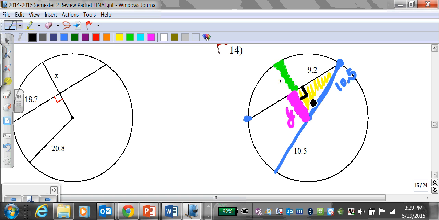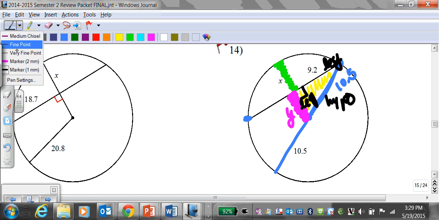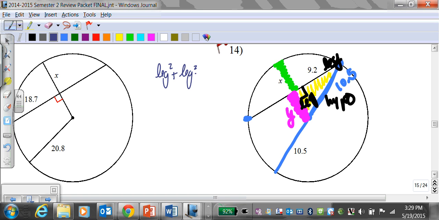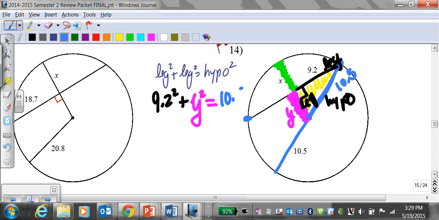Because we have a right triangle, we can go, let's label it. That's a leg, this is hypo. So we can go leg squared plus leg squared equals hypo squared. Let's pull our numbers in here. That one leg is going to be 9.2 squared plus our other leg, which we're using pink, that's y squared, equals our hypo, which is 10.5 squared. Now, you need to find y by yourself. Take it to the tens place.